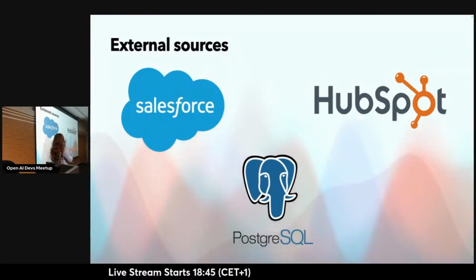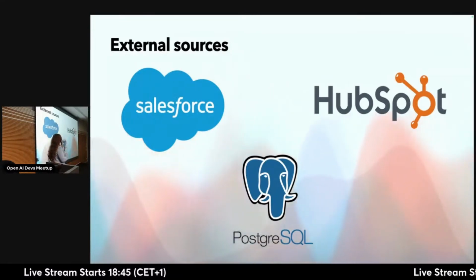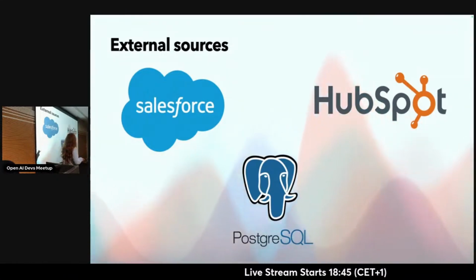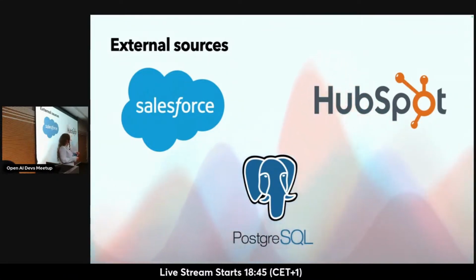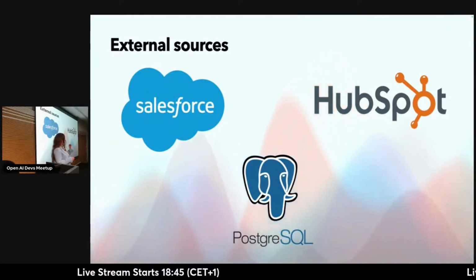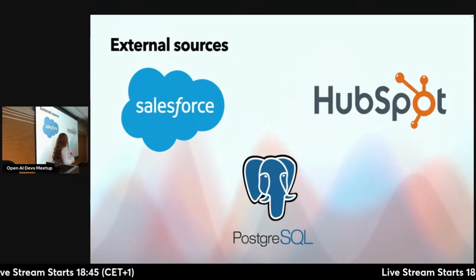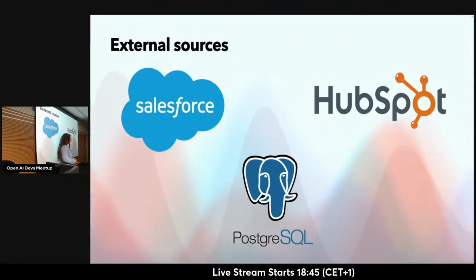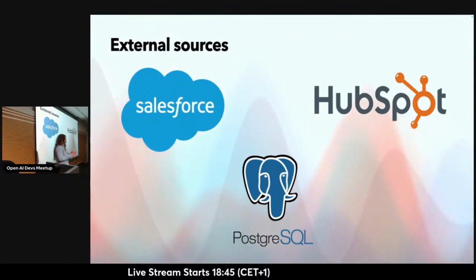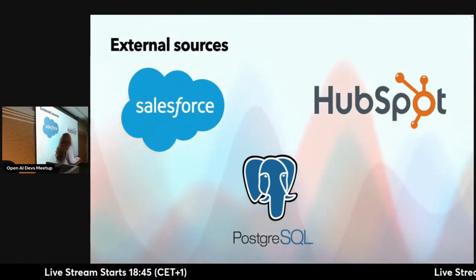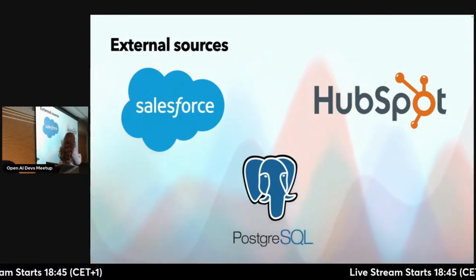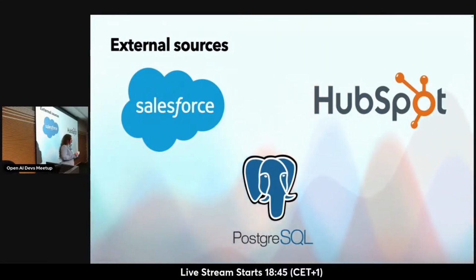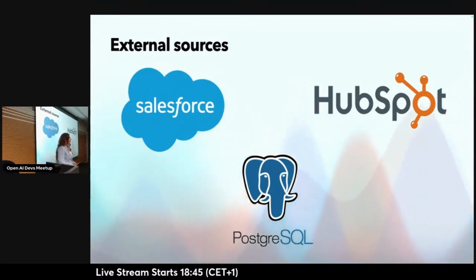Okay, those are the platforms which are usually used by the business, by the sales team. So Salesforce and HubSpot are CRM platforms, customer relationship management, and Postgres database is just a database where we can store information about our clients, about our products, etc. So we are going to integrate those resources with our chatbot.